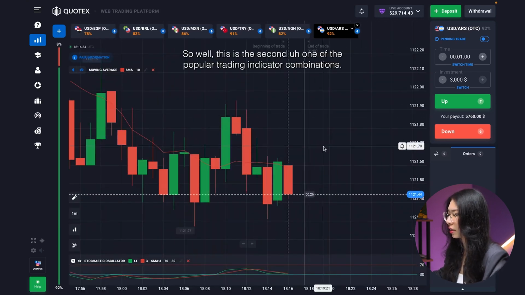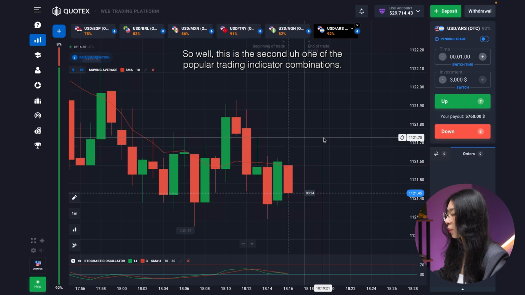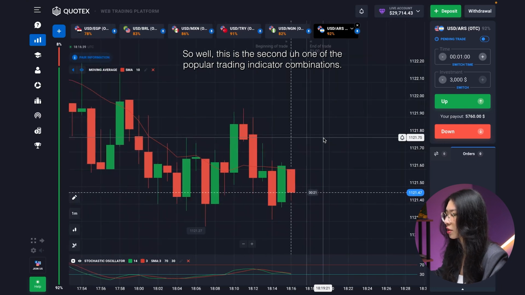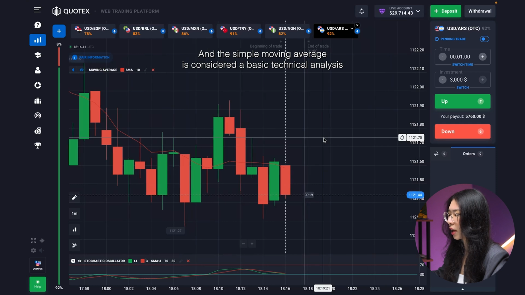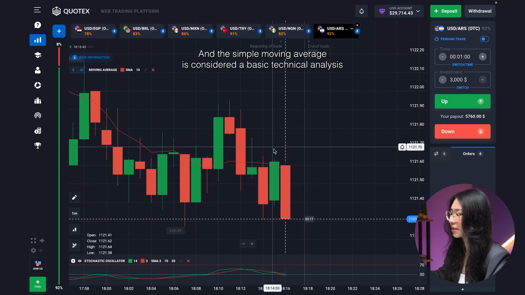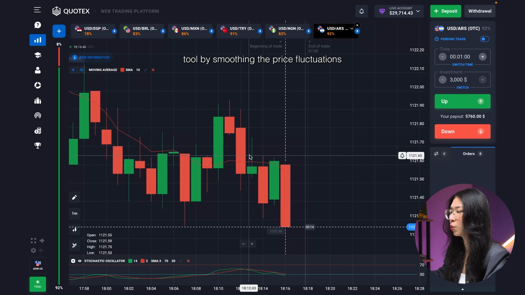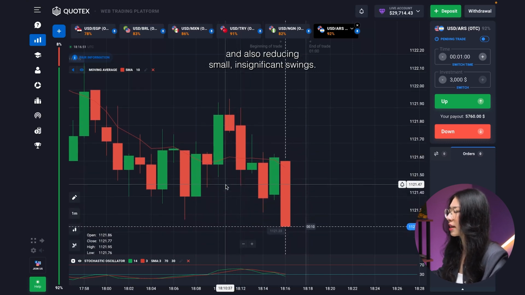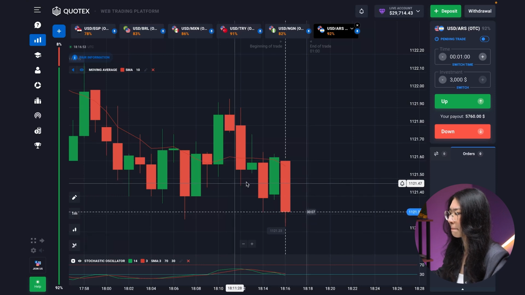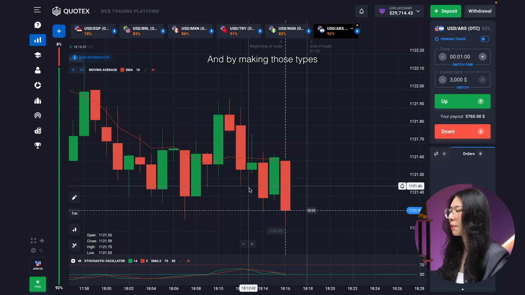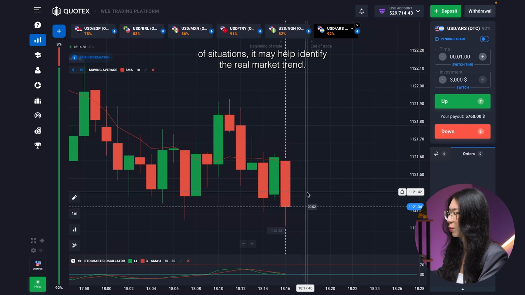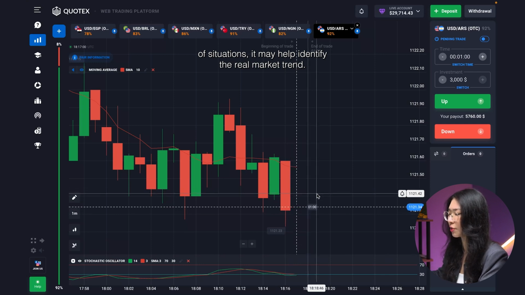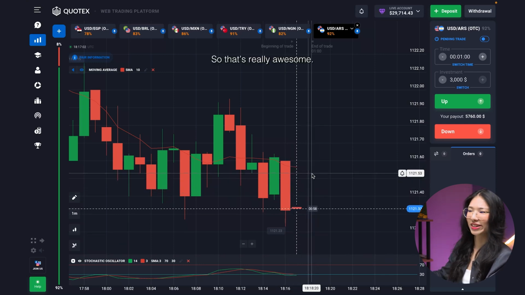So, well, this is the second one of the popular trading indicator combinations, and the simple moving average is considered a basic technical analysis tool by smoothing the price fluctuations and also reducing small insignificant swings. And by doing that, it may help identify the real market trend. So that's really awesome, guys.